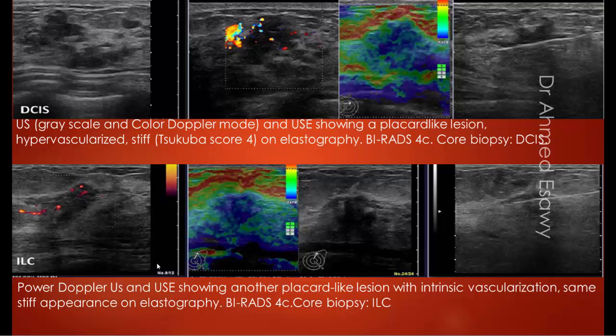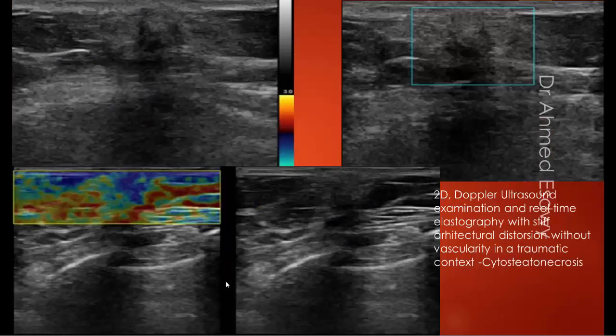in situ. This is another case with another plaque-like lesion, intrinsic vascularization, same stiff appearance in elastography, score 4, categorized as BI-RADS 4C, core biopsy showed invasive lobular carcinoma. This is a case showing architectural distortion in ultrasound, a stiff lesion in elastography without vascularity in Doppler, in a traumatic context: fat necrosis.